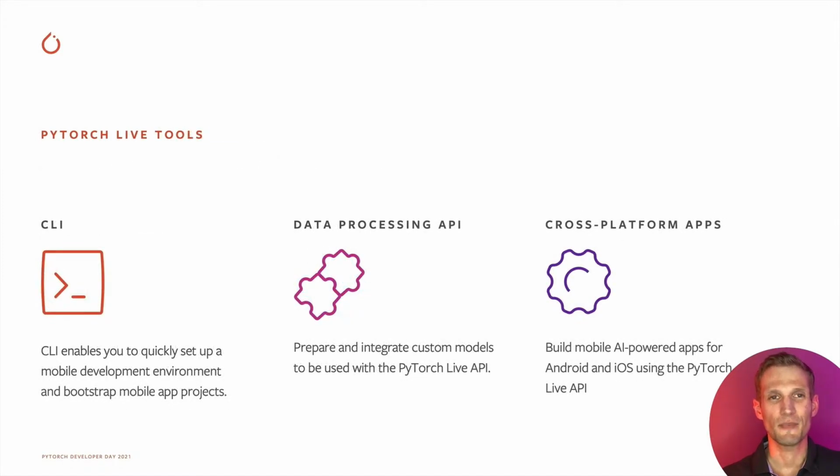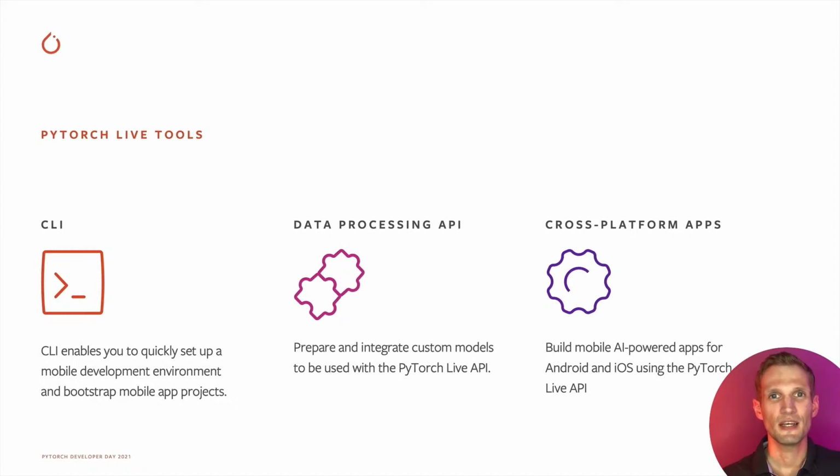Here are 3 highlights of PyTorch Live. First, a command line interface which quickly sets up a mobile app development environment and bootstraps mobile app projects. Second, a data processing API which prepares and integrates custom models to be used with PyTorch Live. Third, a cross-platform API which builds mobile AI-powered apps for Android and iOS.